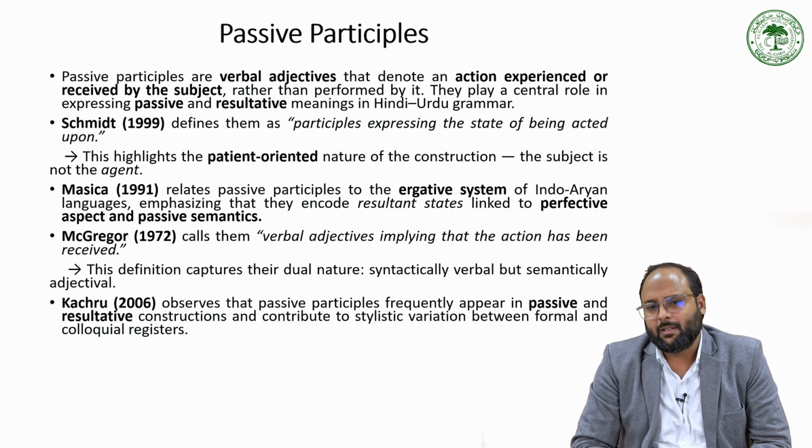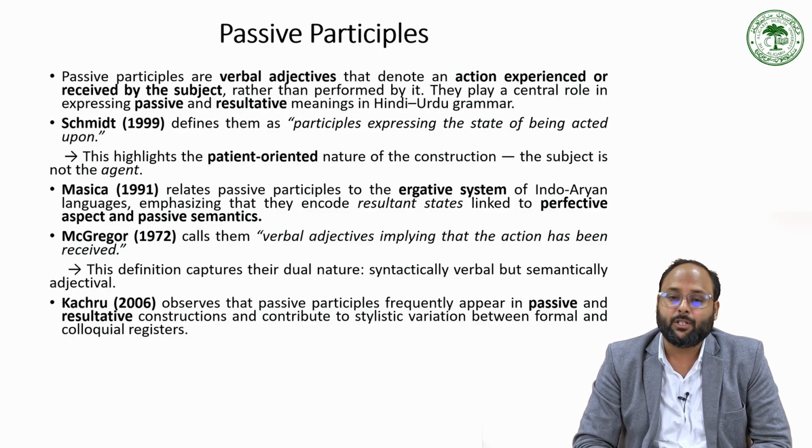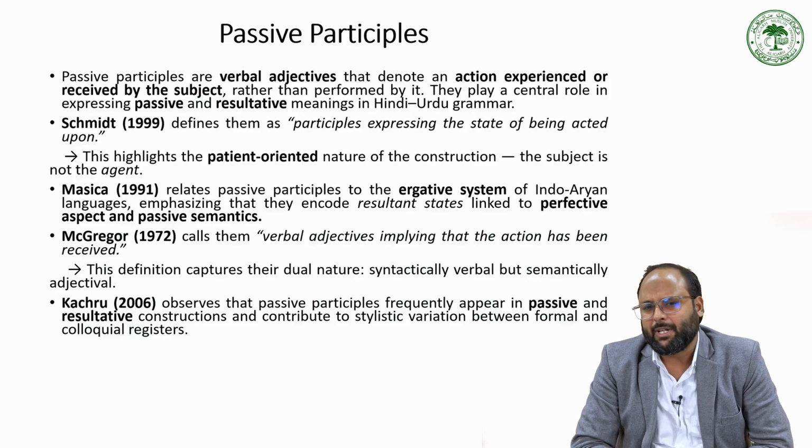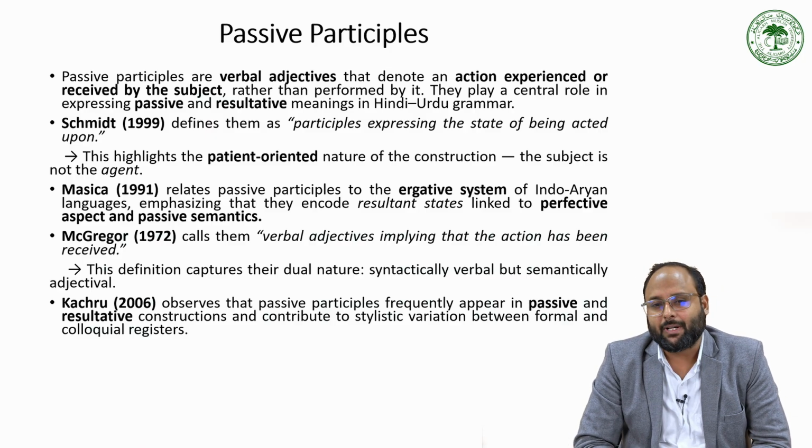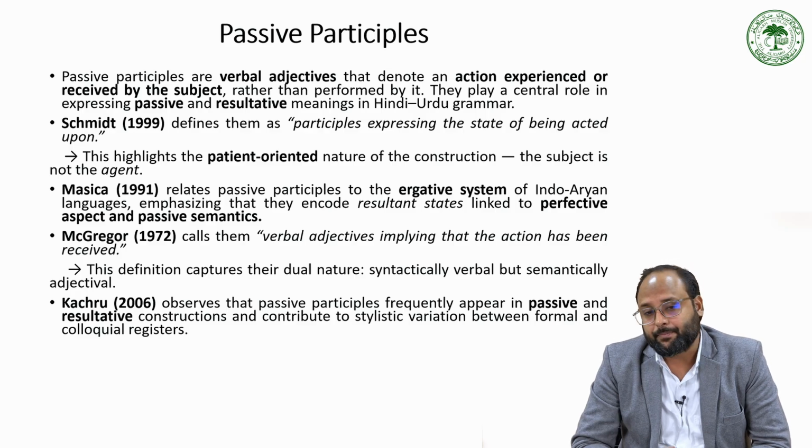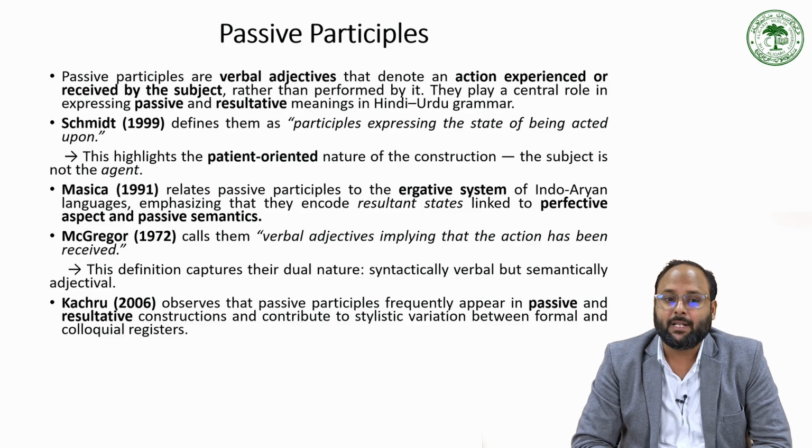Like in the ergative aspect, the subject is followed by the ne marker, so that is the doer of the action. But in the passive participle, there is no ne marker. So the subject is not the doer of the action, not the agent, but the receiver, or the experiencer of the work. There is another definition: verbal adjectives implying that the action has been received. This definition captures their dual nature, syntactically verbal but semantically adjectival.